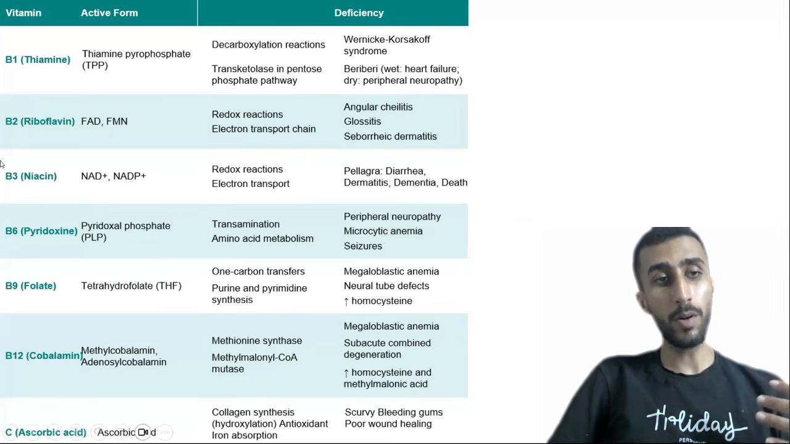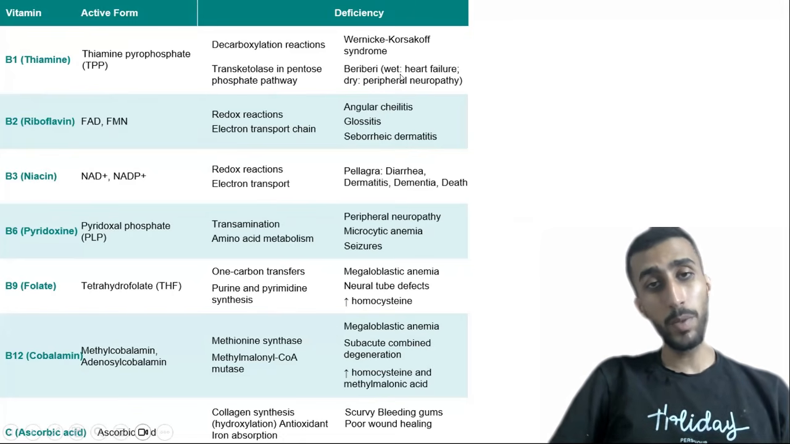So to go fast, vitamin B1 is thiamine, the active form is thiamine pyrophosphate. So it's important for decarboxylation reactions and the transketolase in the pentose phosphate pathway. So its deficiency may cause Wernicke-Korsakoff syndrome, we've talked about it, and dry beriberi and wet beriberi. So dry beriberi is peripheral neuropathy, while wet beriberi is heart failure.